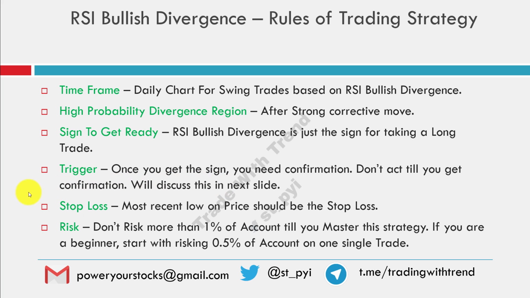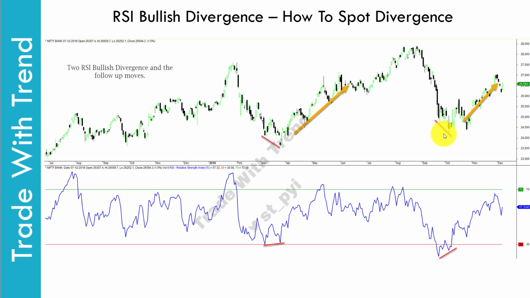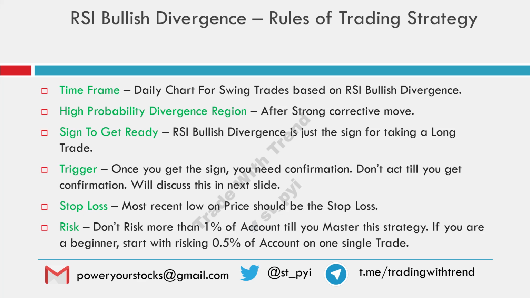The fifth rule is the stop loss. The most recent low on price should be the stop loss. Let me show it on the chart. Hypothetically, let's say I take this divergence signal and I enter somewhere here, this low point, that is the most recent low, would be my stop loss. Rule 6 is that of risk. If you're a beginner, don't risk more than 0.5% of your account size. If you are comfortable with trading, then don't risk more than 1% of your overall account on any given trade till you master this strategy.